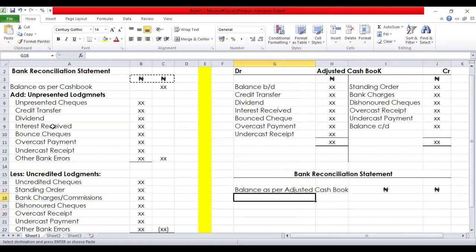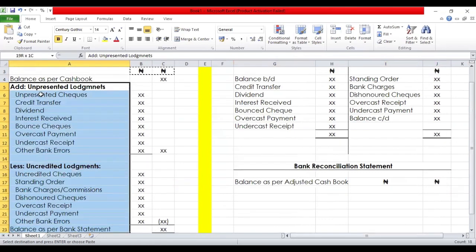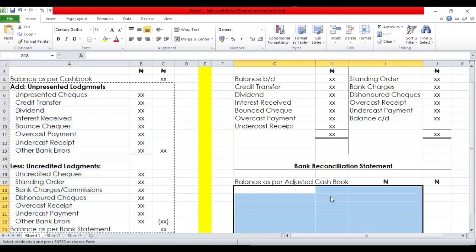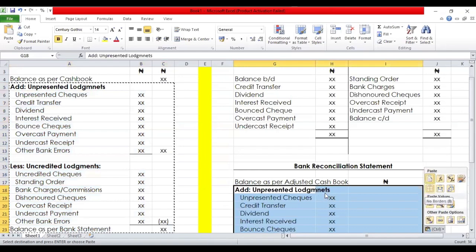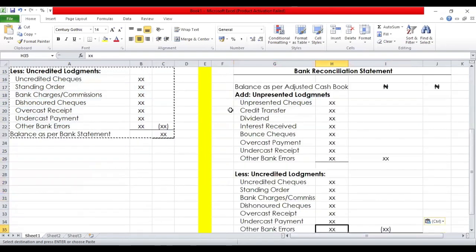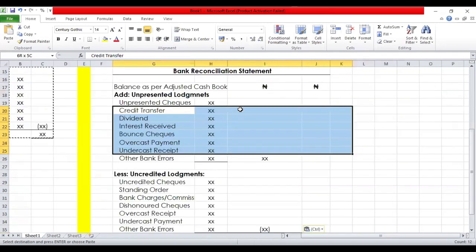And here, we now have all this. Not everything, because I'm going to delete some that are not supposed to be there. We'll see it now. Now, what are those things that are not supposed to be there? Let's look at it, that have appeared here above. All these: credit transfer, dividend, interest received, bank charges, overpayment. All these other bank errors will be erased from there.